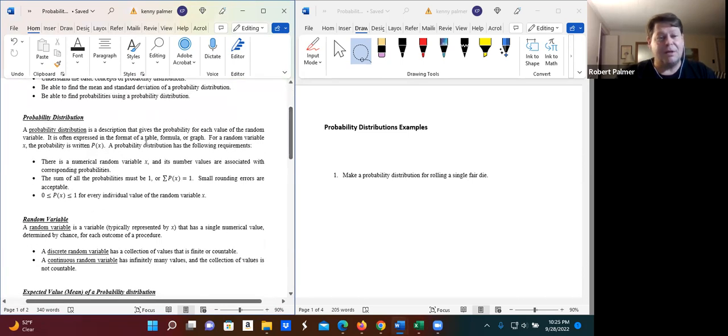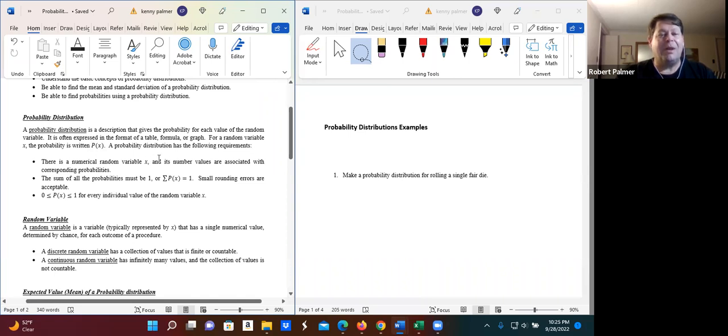So I'll read this as it says. A probability distribution is a description that gives a probability for each value of the random variable. We'll explain what a random variable is in just a moment. This probability distribution is often expressed in the format of a table, which we'll see today, a formula, or a graph. The probability of a random variable x is written as P(x), like a function. A probability distribution has the following requirements.